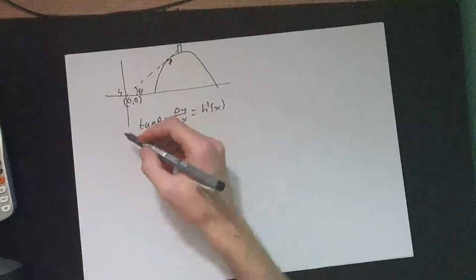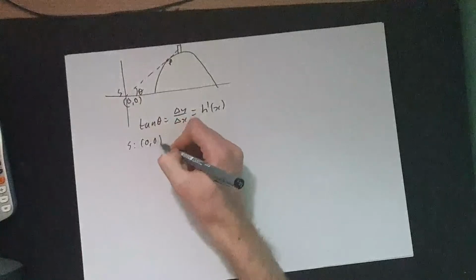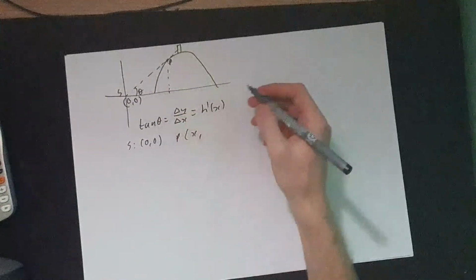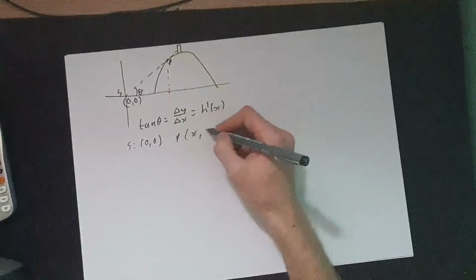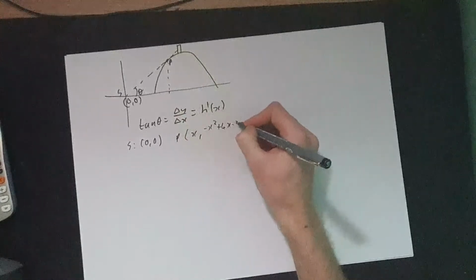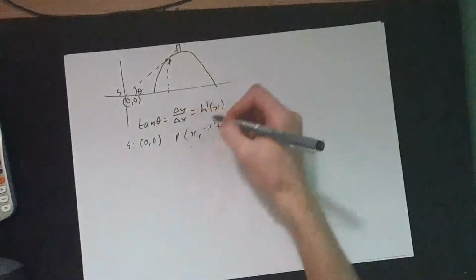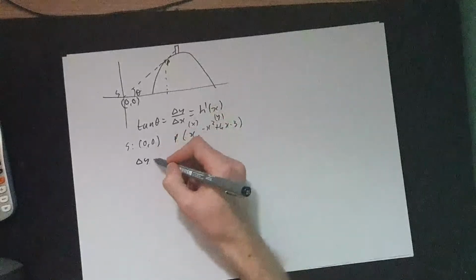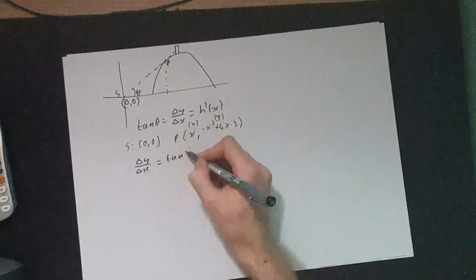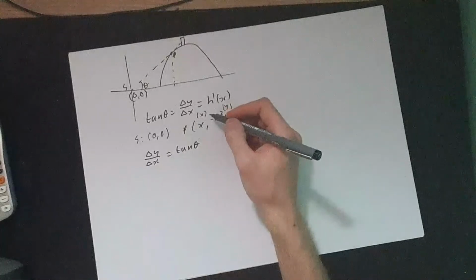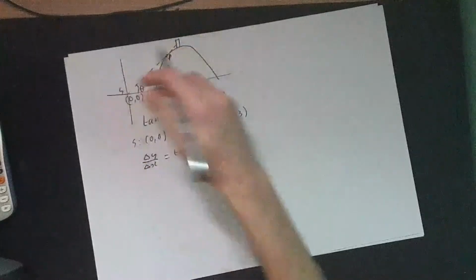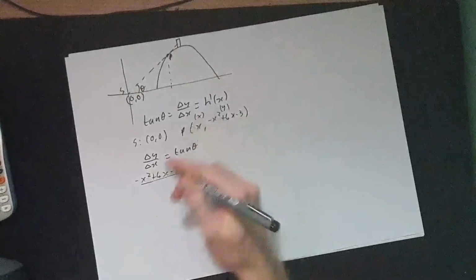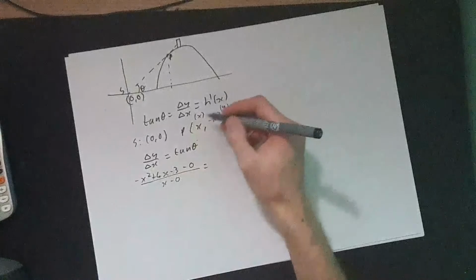So S is given as 0, 0, and P is given as some x value, multiplied by h at that x value, which is given as h of x, so minus x squared plus 4x minus 3. For a given x value, we have a given y value. So this is x and that's y. Now we find the gradient. The change in y over the change in x must equal tan theta. How do we calculate that? We take our 2 points and subtract them. So P minus S: minus x squared plus 4x minus 3 minus 0, divided by x minus 0, must equal my derivative.